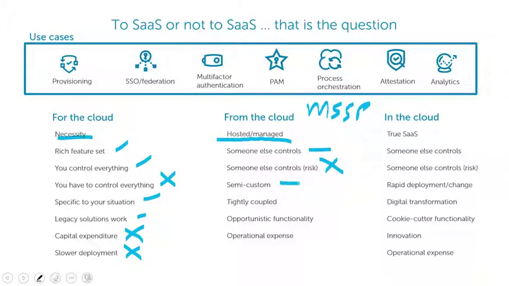It can be semi-custom. It can do much of the stuff you want, maybe not all of it. It's tightly coupled with your on-prem stuff. It has opportunistic functionality, meaning it may not do everything you need, but it might do enough. And it can be budgeted as an operational expense as opposed to a capital expenditure, so it might be much easier to get by the board and everything.